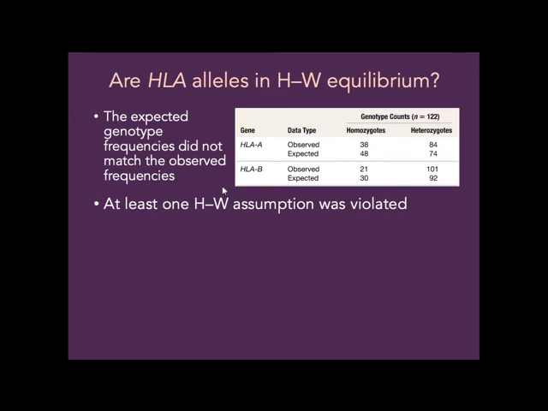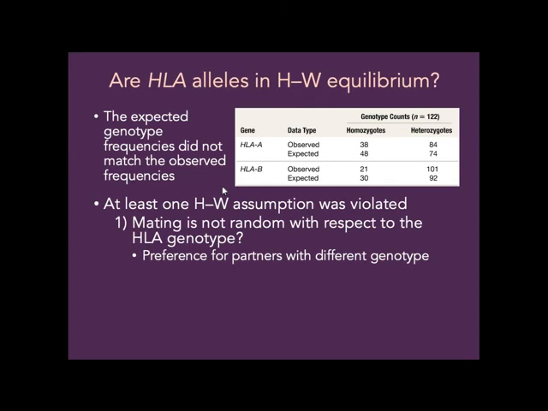So we don't know which of the 5 it is, but we can come up with hypotheses about which of the 5 assumptions was violated and then test them. So here's a couple of the hypotheses. One of them is that perhaps mating is not random with respect to HLA genotype. It is possible that people prefer partners with different genotypes than themselves. And the reason why we think this might happen is because we know in experiments on mice, if you give a female mouse a male who is either the same HLA type as she is or a different HLA type, she will always choose the male who's different.